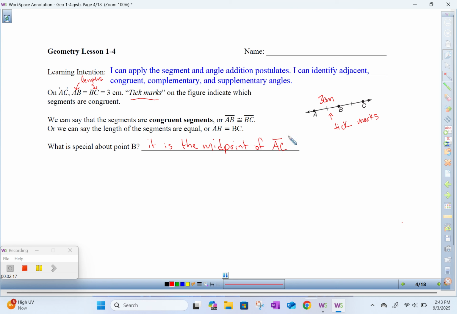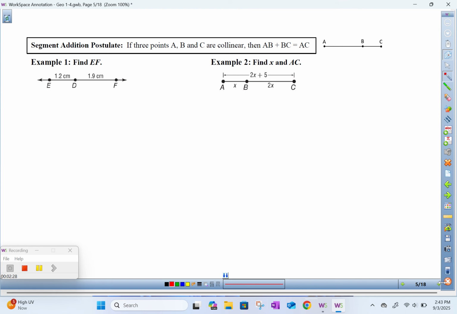Now, we can only have a midpoint of a segment. You can't have a midpoint of a line because the line goes on forever. So it's really important, just the segment bar, no arrows on that. So we're going to look at how we can break down segments using the segment addition postulate.